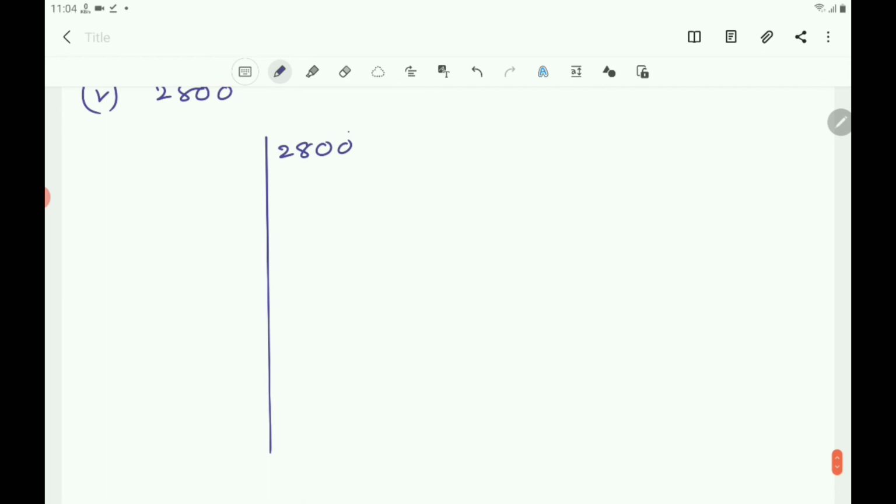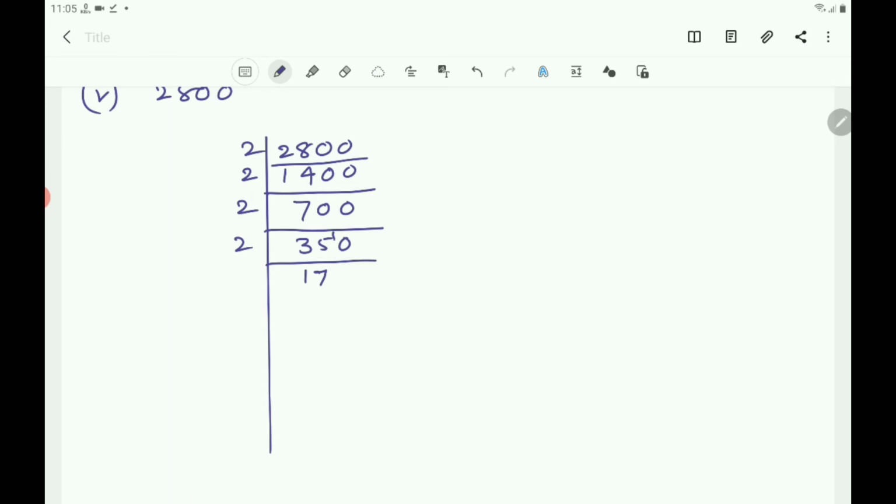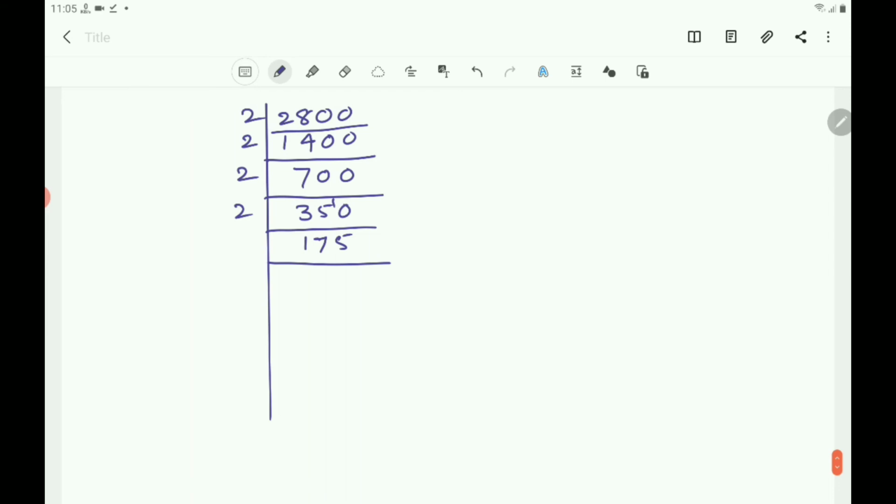You know that it is divisible by 2, so you divide it by 2. 2 4s are 8, 2 1s are 2, then again it is divisible by 2. 2 7s are 14, then 2 350s are 700, then 2 1s are 2, 2 7s are 14, 175. Now it is not divisible by 2 because the unit digit is 5.